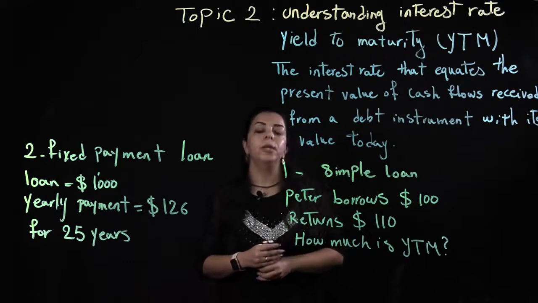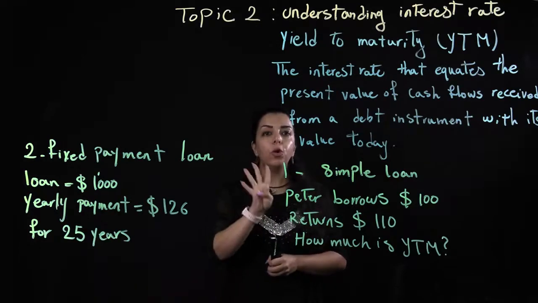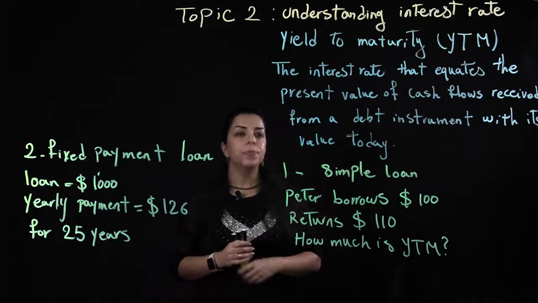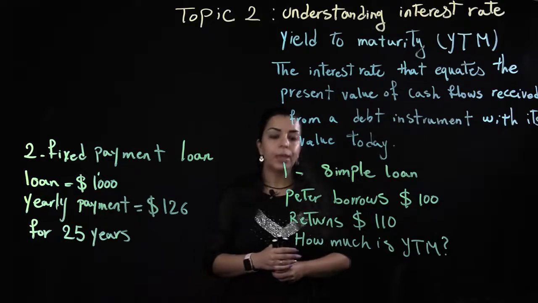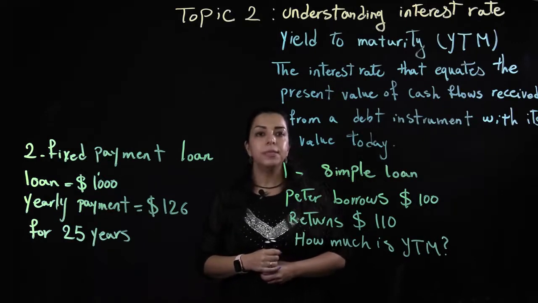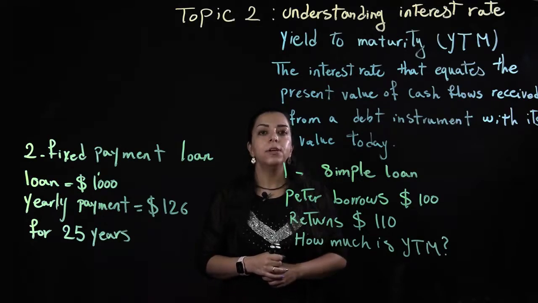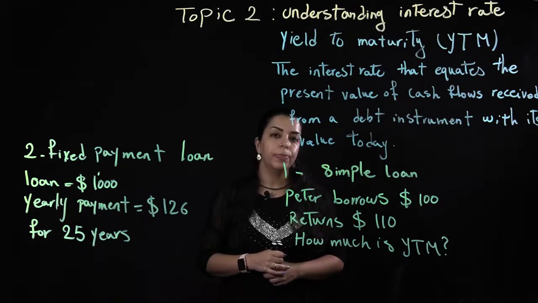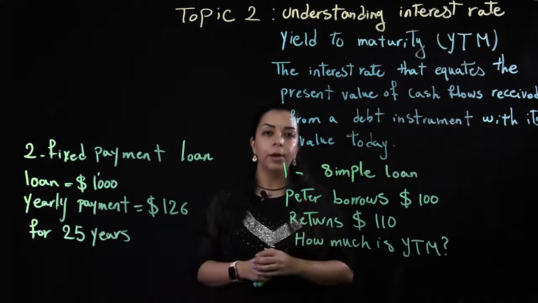In today's topic, we want to calculate yield to maturity for four types of instrument. The first two types are the simple loan and the fixed payment loan. Simple loan is very similar to whatever we have discussed about the present value or the discount value of the future. So to understand more about it, let's try one example.